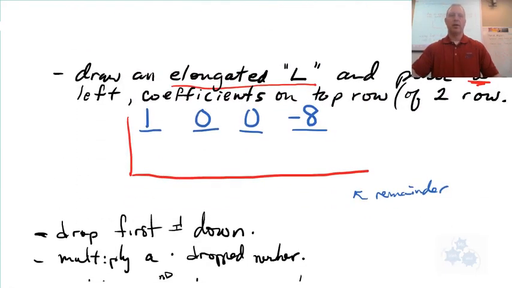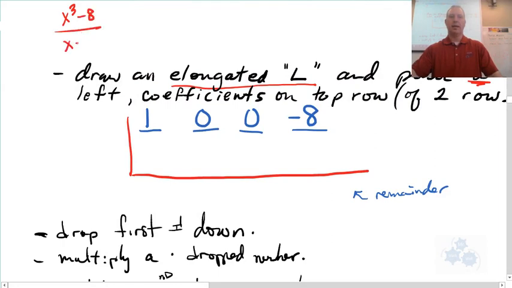So just to be clear, I'll write what we're doing here. We're doing x cubed minus 8 divided by x minus 2. That's what we're actually doing with this example. All right, so you put the coefficients up there. Now, over here on the side, this is where you put a. This is where a goes. So a is going to be positive 2. All right? So coefficients along the top.